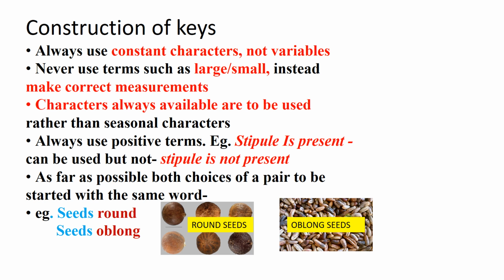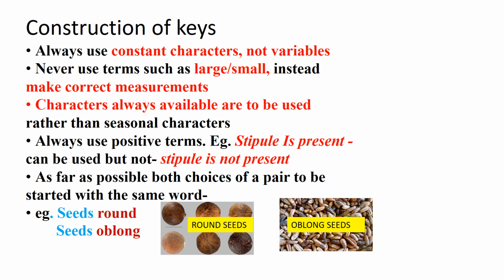Always use positive terms like stipule is present. Instead of saying stipule is not present, we can use stipule absent, or we can use the technical terms stipulate or exstipulate. So for example here, seeds round, seeds oblong. Like that we can use the lead words instead of round seeds and oblong seeds.